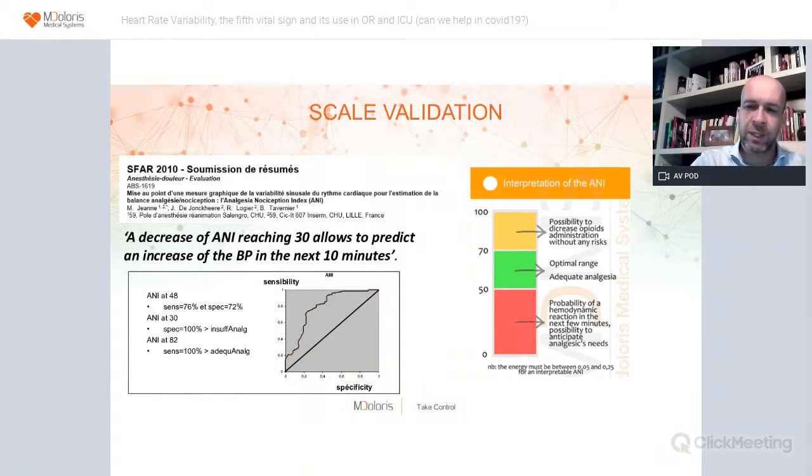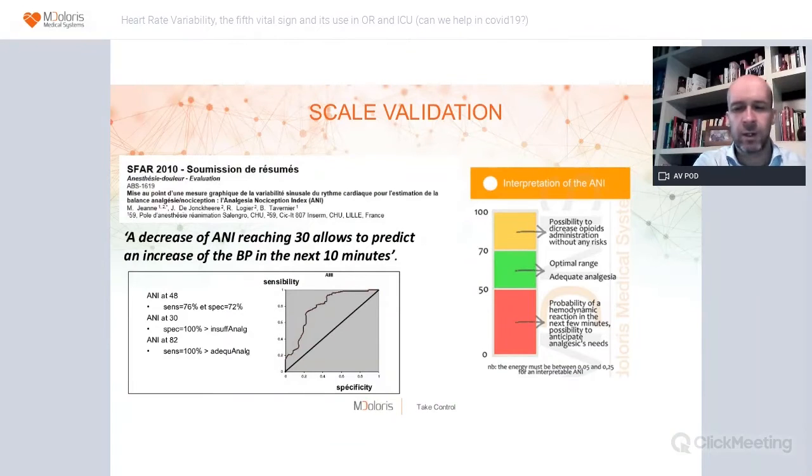So we can say that if you maintain your ENI at 50 to 70, you will not have a hemodynamic reaction and you will avoid overdosing. Okay? If you go below 50, your probability of having a hemodynamic reaction increases until you arrive at 30, at which there will be a 100%. So if you are at 45, it doesn't mean that you will have a hemodynamic reaction. It means that the probability that you will have it is higher than if you are at 60. And if you go to 30, then you will have for sure a hemodynamic reaction.